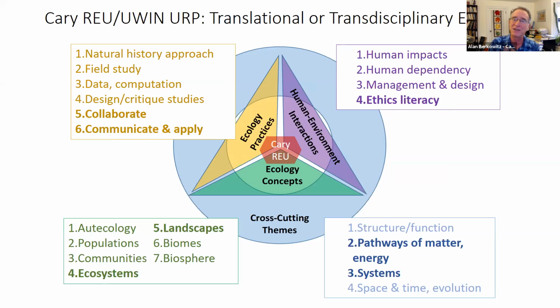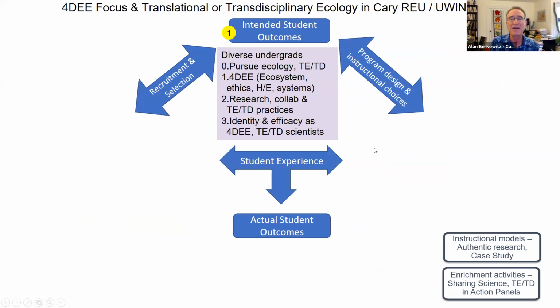So for instance, in our two programs, we address collaboration and communication on the practices side. We have an ethics literacy component, and we still kind of emphasize this ecology stuff at the bottom of our diagram. So to put that together back into the UFERN framework, and then I'll wrap up.